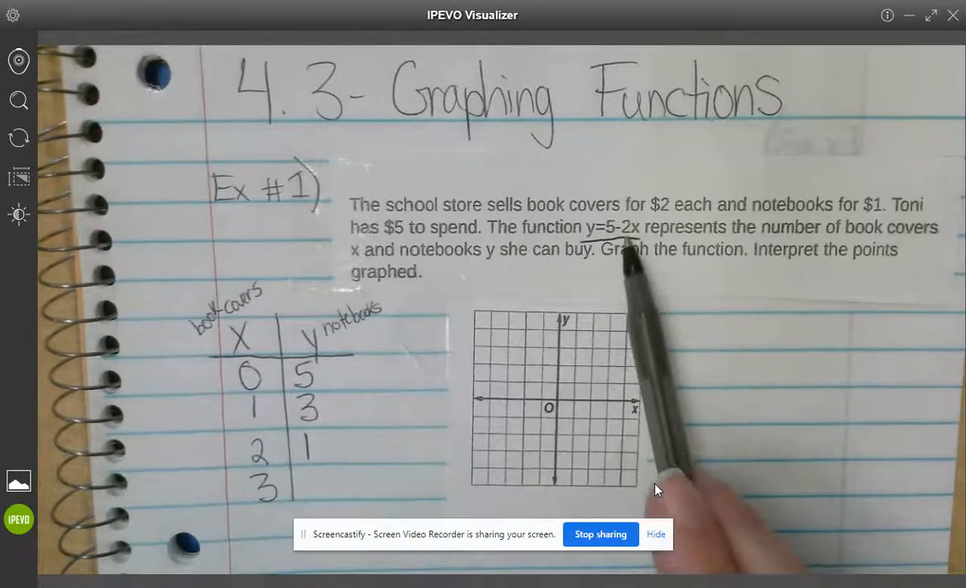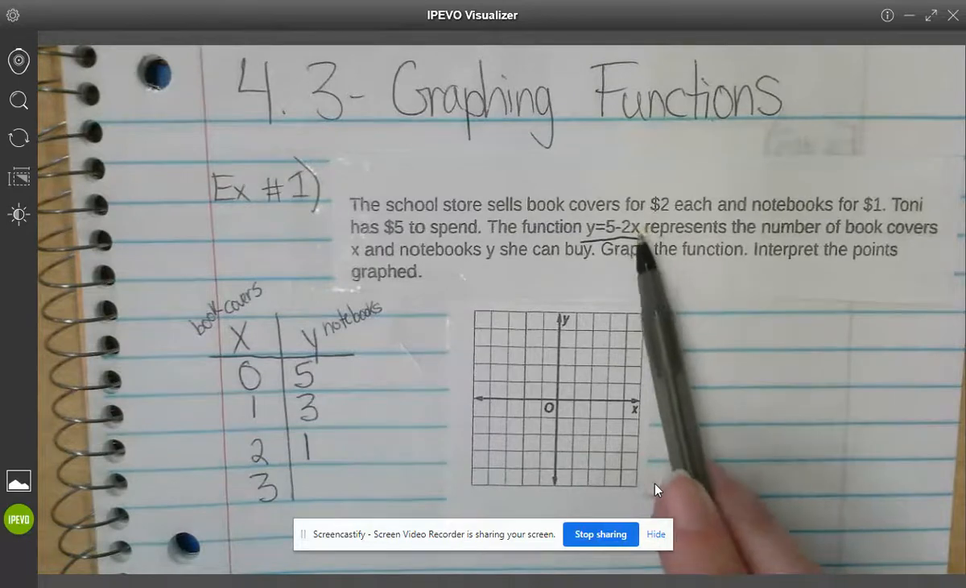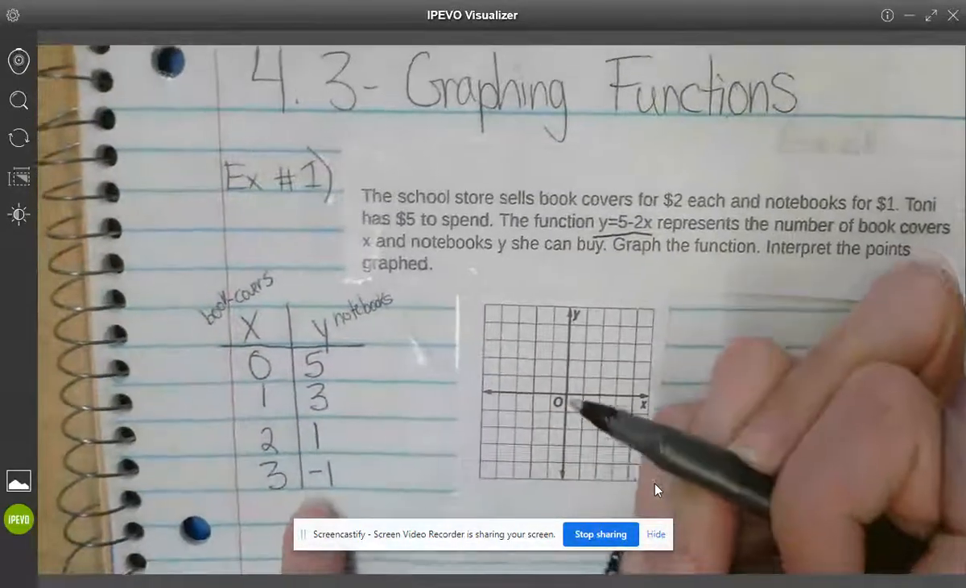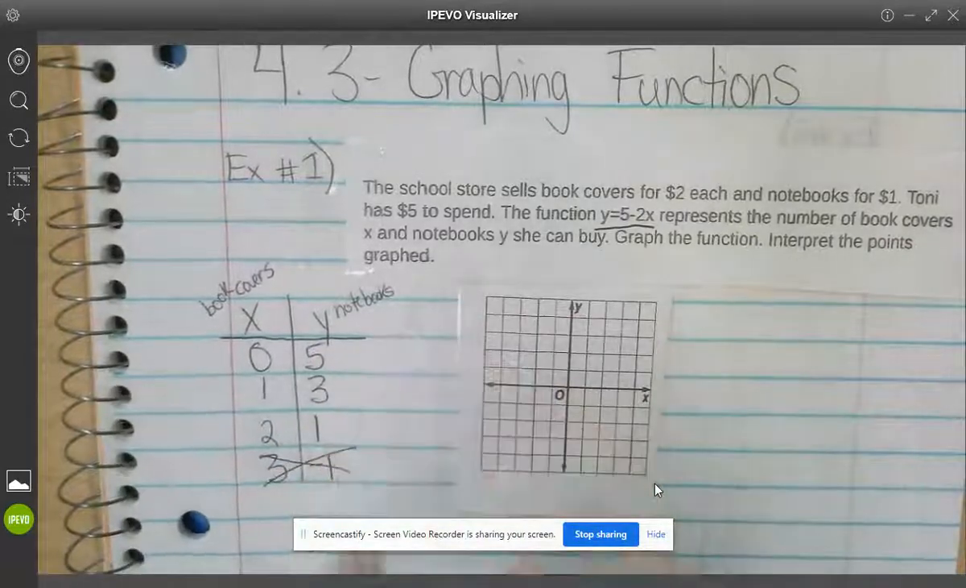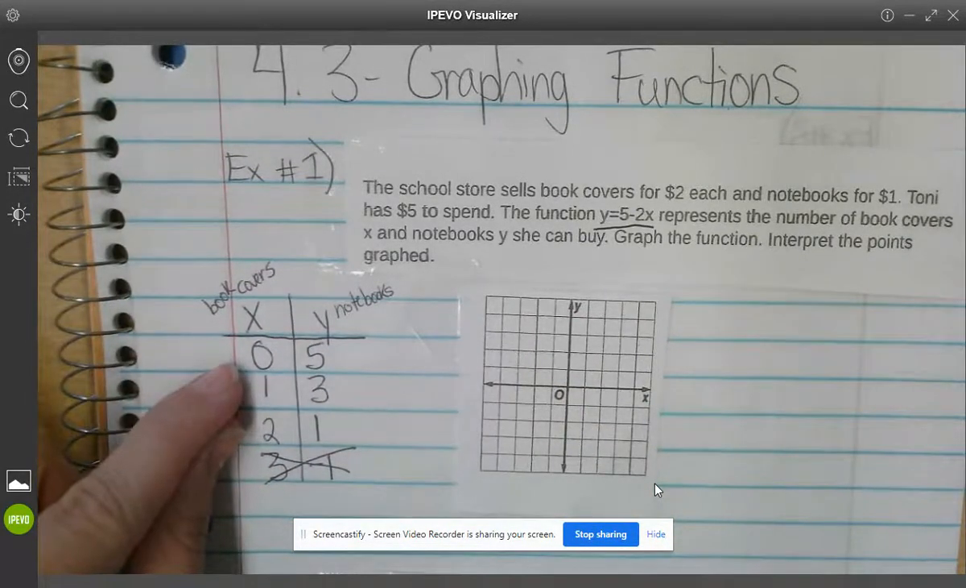If x is 3, 2 times 3 is 6. So it's 5 minus 6. 6 is bigger and it's negative, so this will give me a -1. Can she have -1 notebooks? No. So that one does not make sense. So these are our only 3 points that we are going to graph.